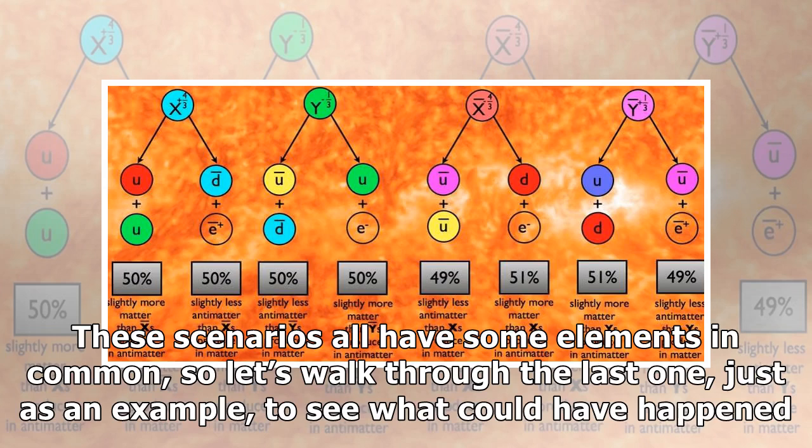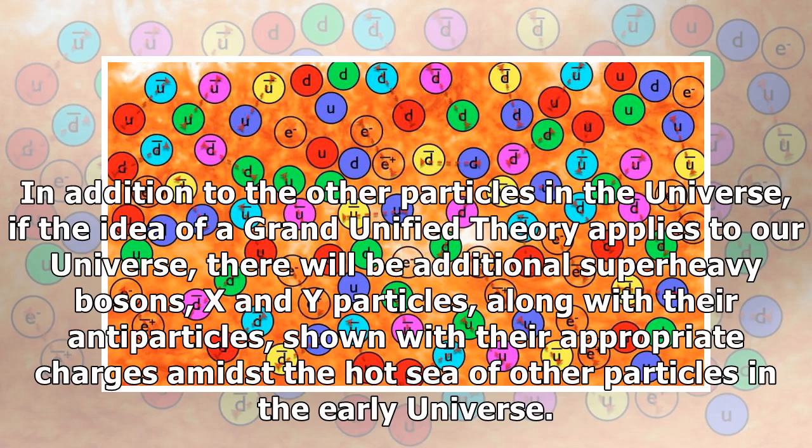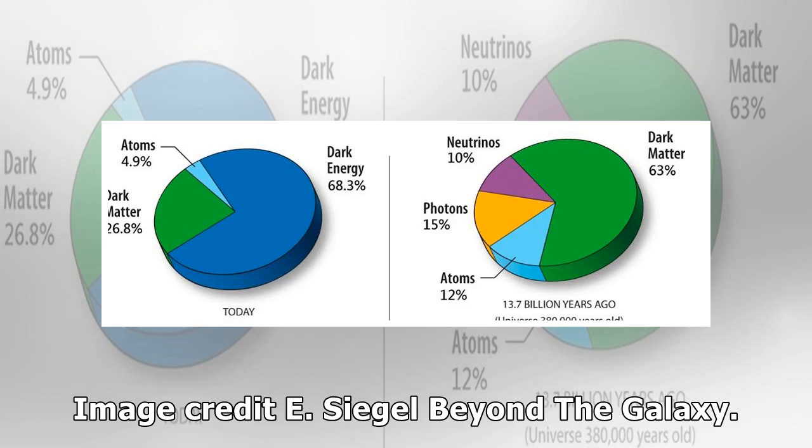These scenarios all have some elements in common, so let's walk through the last one, just as an example, to see what could have happened. In addition to the other particles in the universe, if the idea of a grand unified theory applies to our universe, there will be additional superheavy bosons, X and Y particles, along with their antiparticles, shown with their appropriate charges amidst the hot sea of other particles in the early universe. Image credit: E. Siegel, Beyond the Galaxy.